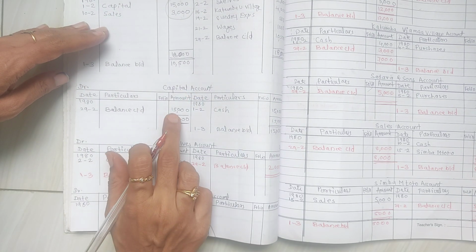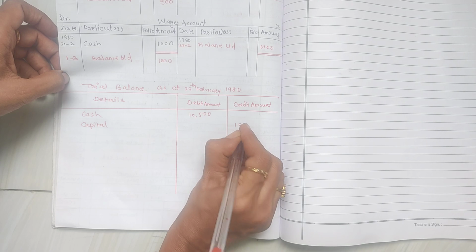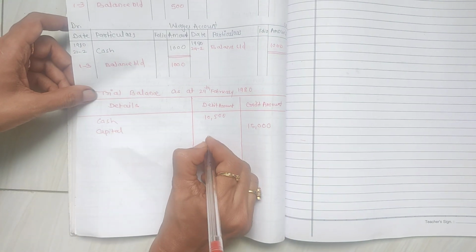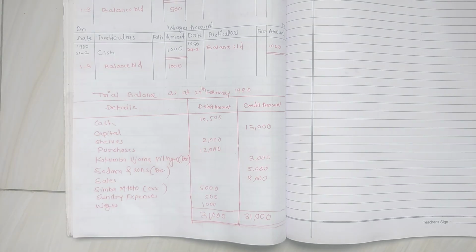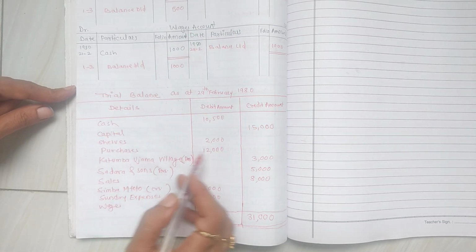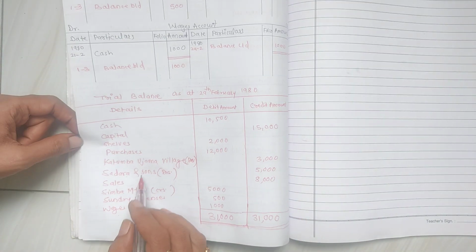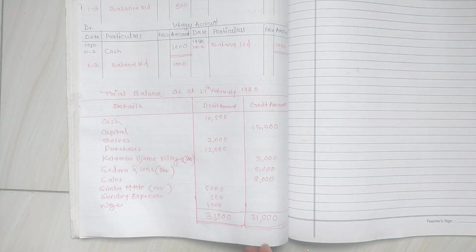Next is capital, it has a credit balance of 15,000, so write the amount on the credit side, 15,000. Next is shelves, it has a debit balance of 2,000, so write the amount on the debit side. In this way we transferred all the balances. You can see here sundry expenses, wages, purchases are debit balances, Katumba and Sadara are credit balances. When we make the total, we'll find the total of both sides is equal, that is 31,000 here. In this way, students, we solved the full sum.